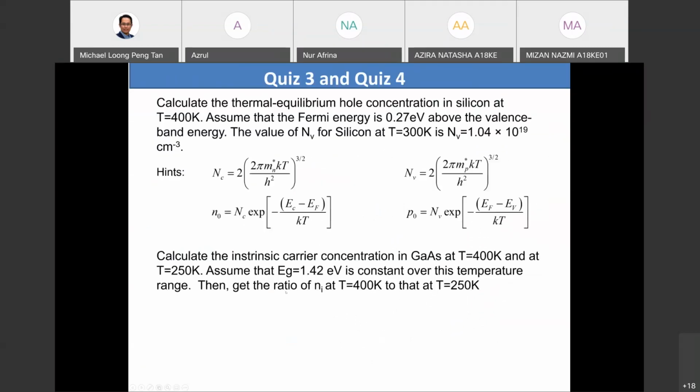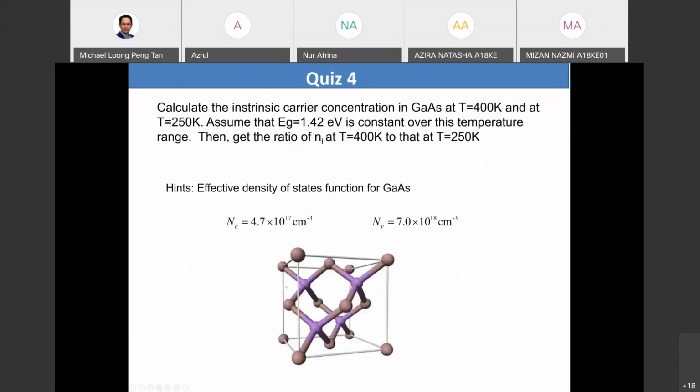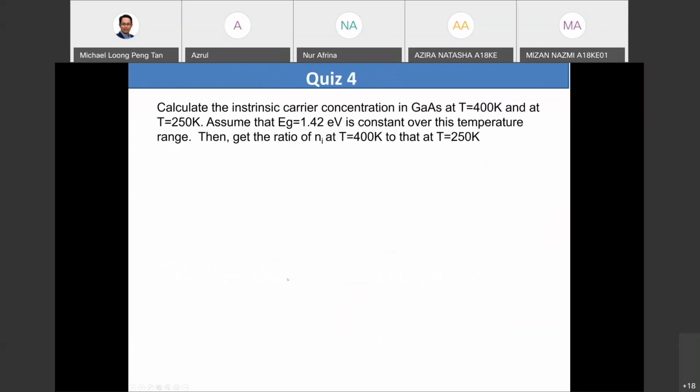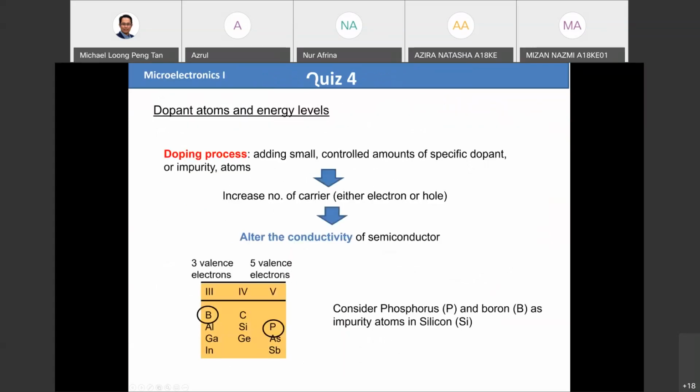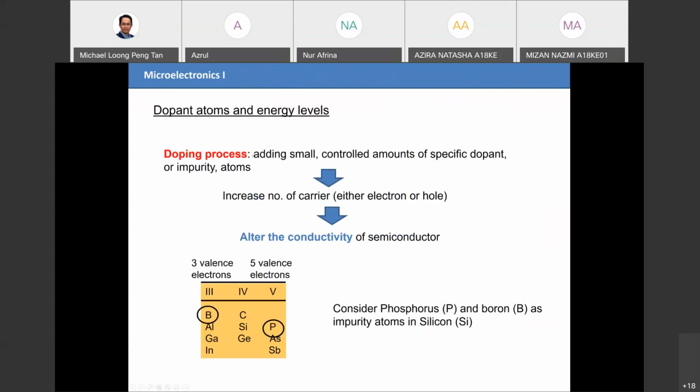And then this is quiz 3 and quiz 4, which I have already given to you. So if you can do it now, you don't have to wait. If you can do your quiz 3 and quiz 4, then you are already prepared for your test 1. After this, there's no more test 1. All of this is for test 2.